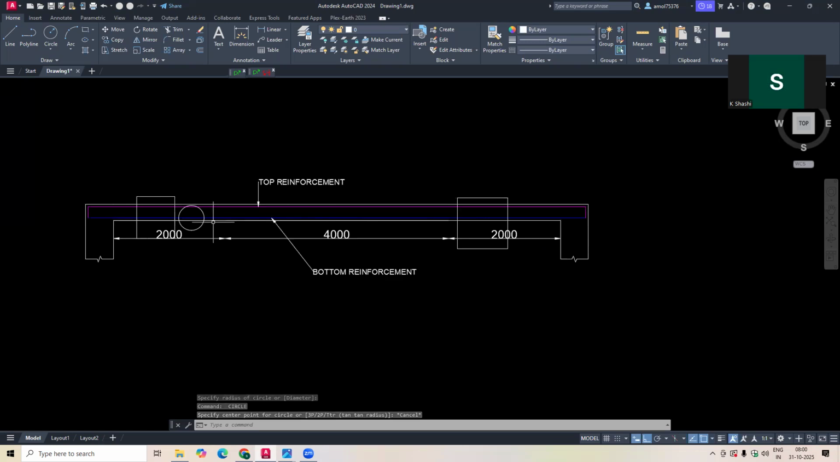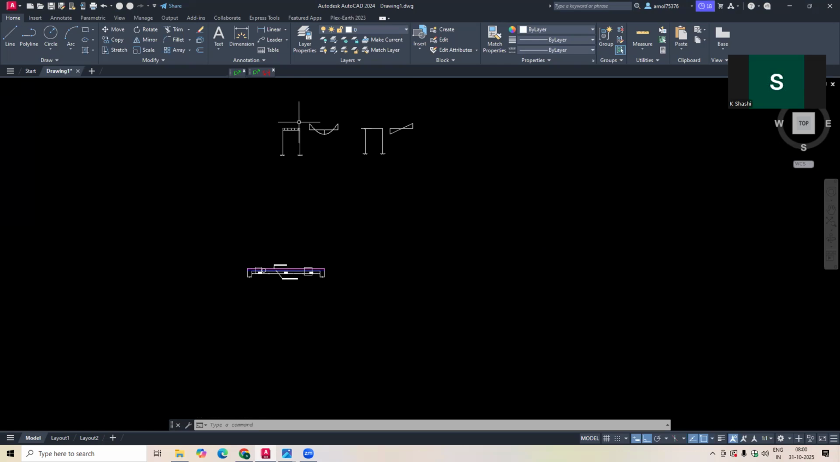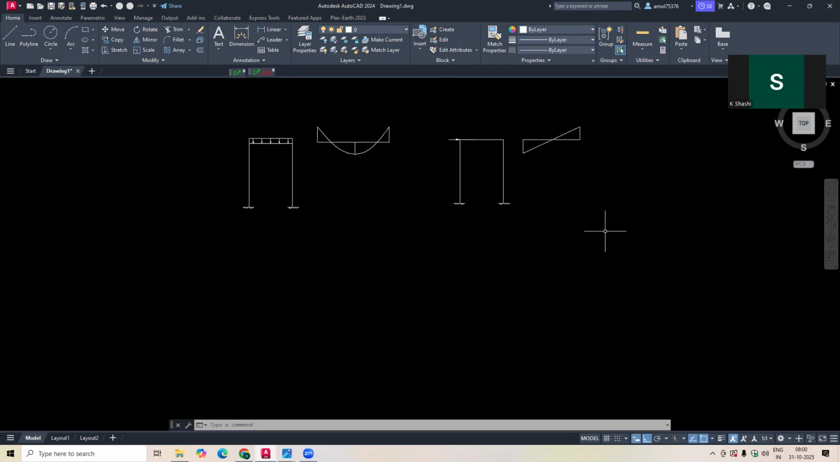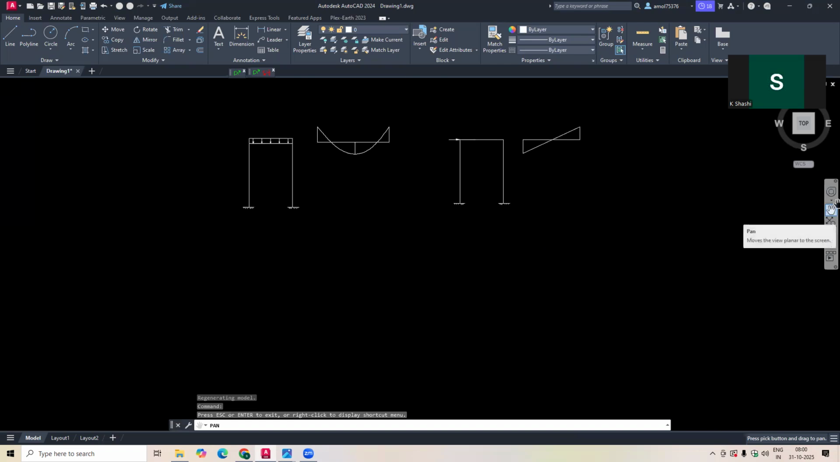Here to from L by 4, here to 2D. For the remaining portion, we need to do the lapping on the left. Regarding the top reinforcement, we always do the lap at the center of the span. Usually from the center, L by 3, L by 6, L by 6.